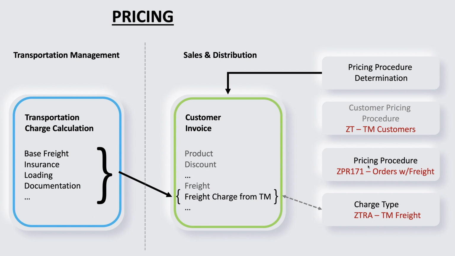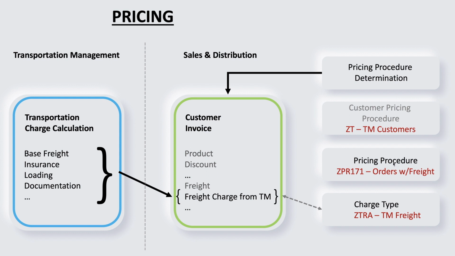We then also have an additional optional step, which is that you can have this pricing procedure that will not necessarily apply to all of your customers. So to differentiate those customers for whom we want this pricing procedure to apply, we are going to create what we call a customer pricing procedure. And this is a code that we will need to add to those business partners, those customers where we want this pricing procedure to be picked up.